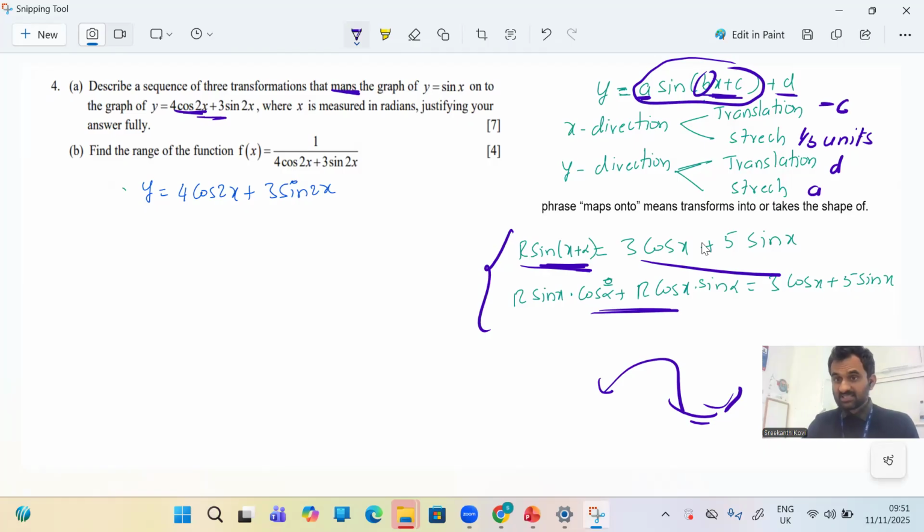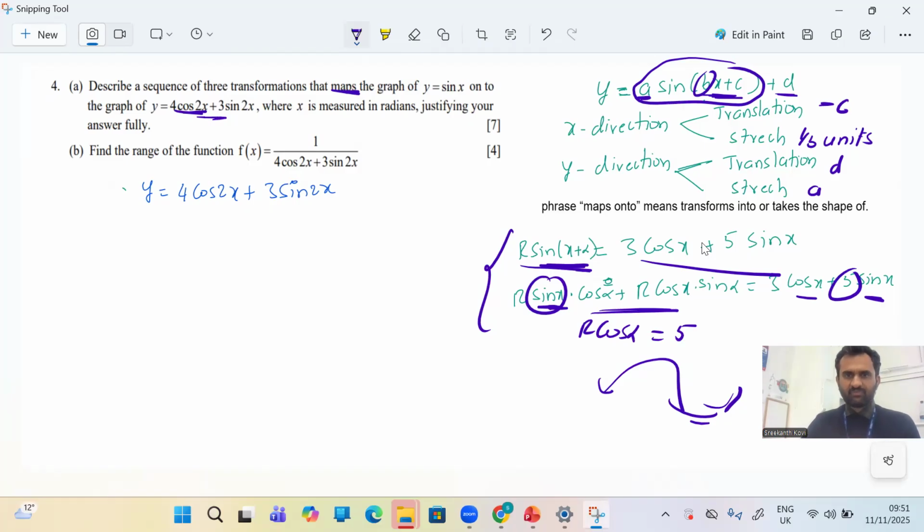And you have 3 cos x plus 5 sine x. Now you can see that there is a sine x term. You compare the coefficient, you write R cos alpha equal to 5 because the sin x coefficient is 5 here. Sin x coefficient is R cos alpha. That is the standard method.